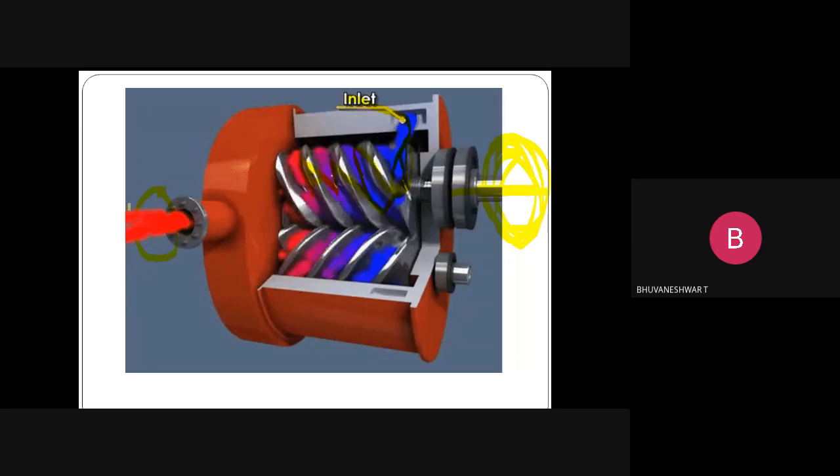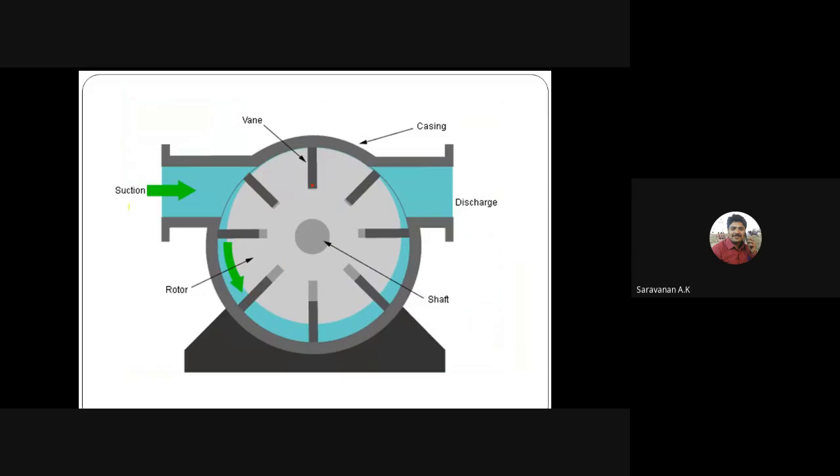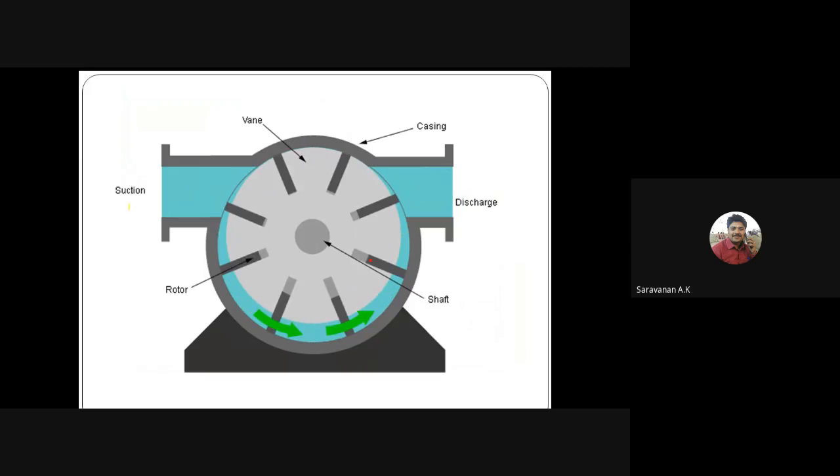Okay, right. So this is one type of compressor, called a screw type or a roots type, right? Then here it is a vane compressor. It is called the vane compressor, right?